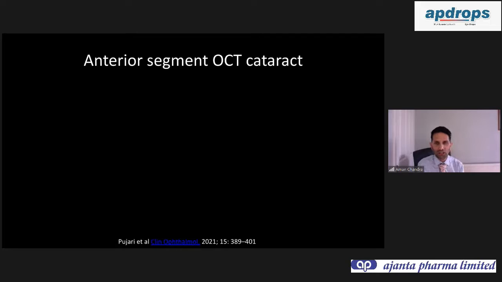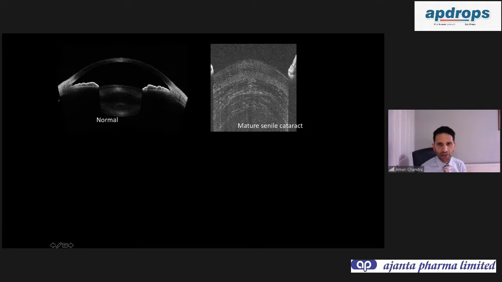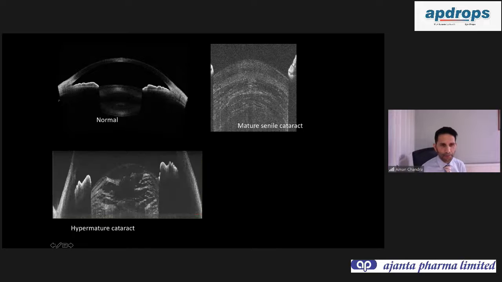How about anterior segment OCT? It can be very useful in cataract surgery. Here we have a normal anterior segment OCT, and you can see the cornea here, the iris, and the normal lens. And here we have a mature senile cataract, where the cataract is beginning to bulge forward. And you can see the difference to the normal OCT, normal lens there. And in a hypermature cataract, you can start seeing liquefaction of the lens, particularly anteriorly.